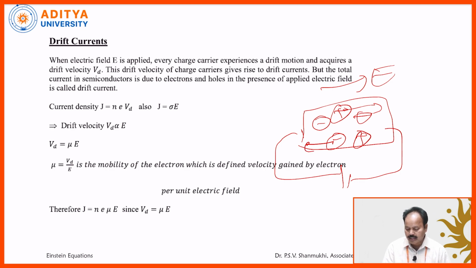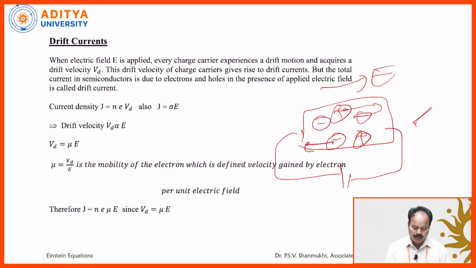Anyhow, in the presence of an electric field, the charge carriers will have some velocity that is known as drift velocity, and the corresponding current is called drift current, and the corresponding current density is called drift current density. That means drift currents are nothing but the currents produced when, in the presence of an applied electric field, the charge carriers have some mobility and produce some current. Those currents are called drift currents. Corresponding current densities are called drift current densities.